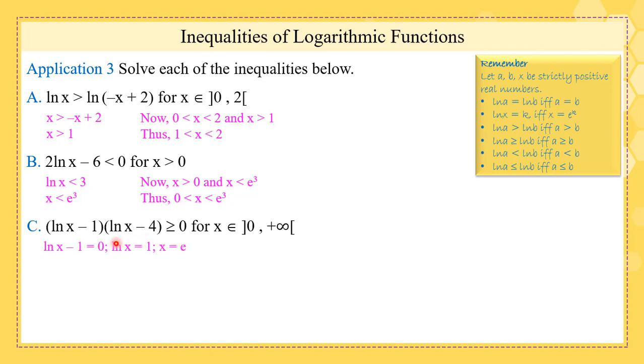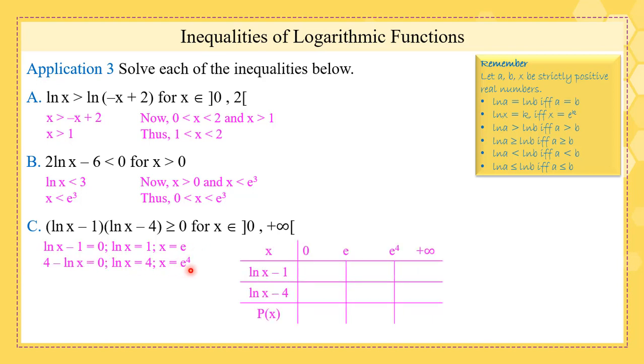Well, this is a product, we have to find the roots. The first root is x equals e, the second root is x equals e to the power 4, and the domain, which is 0 to plus infinity, excluding 0. The first factor is 0 when x is e. Signs, we have opposite same. The second factor is 0 when x is e to the power 4, and signs also opposite same.